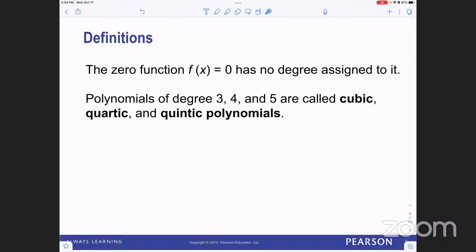F of x equals 0 is the same as 0 times x squared, which is the same as 0 times x to the 7. You can write that term an infinite number of ways. So because of that, we say that this function has no degree when you have f of x equal to 0. Polynomials of degree 3, 4, and 5 are called cubic, quartic, and quintic polynomials, respectively. Okay. So cubic is a degree 3, quartic is a degree 4, quintic is a degree 5.